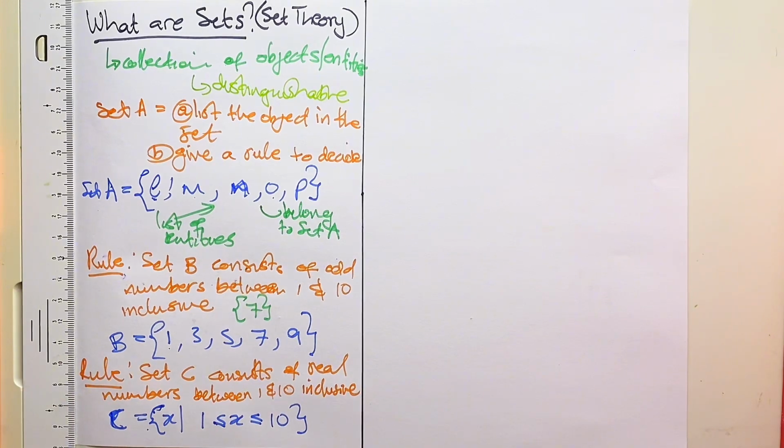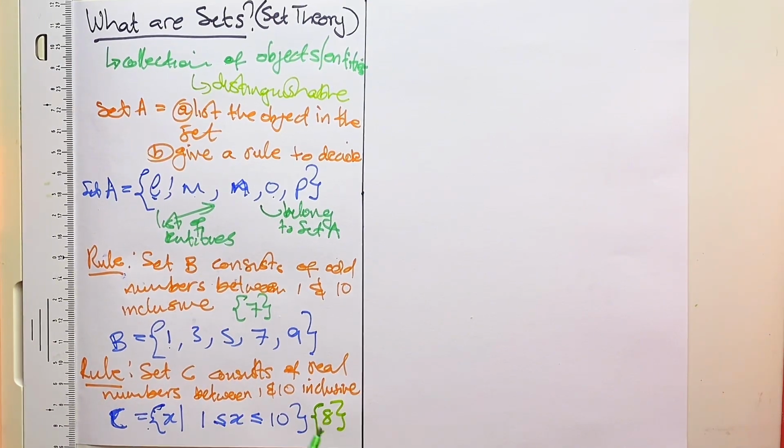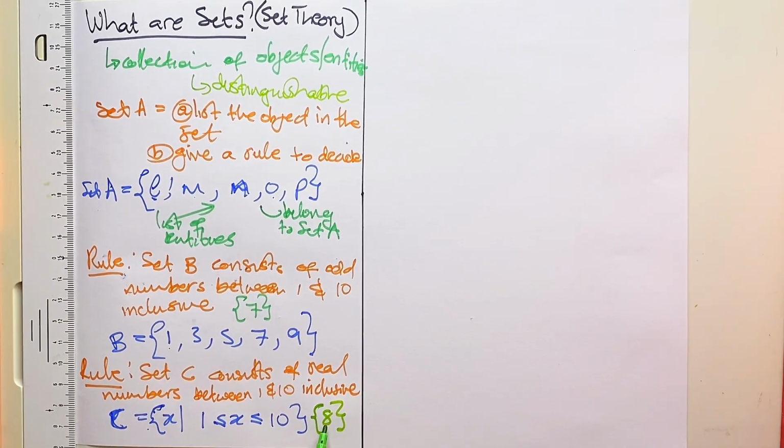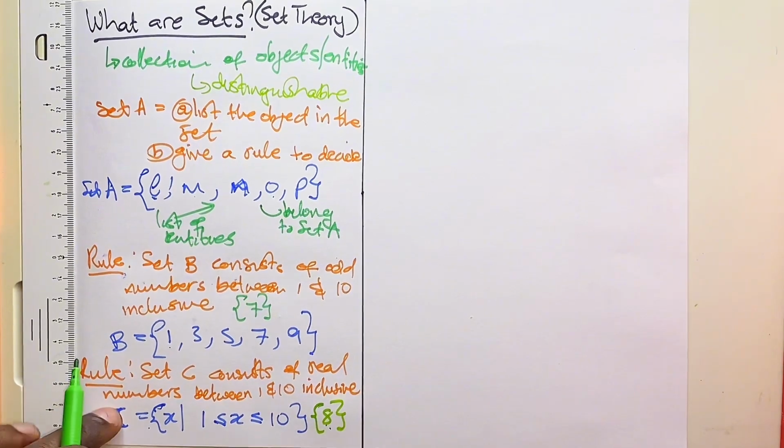Mine seems to be the ugliest. I don't know why. Now, let's check. Does the entity say you obtained 8? Does it fall to set C? Yes, it does, because 8 is a real number and is between 1 and 10. So 8 does belong to set C.